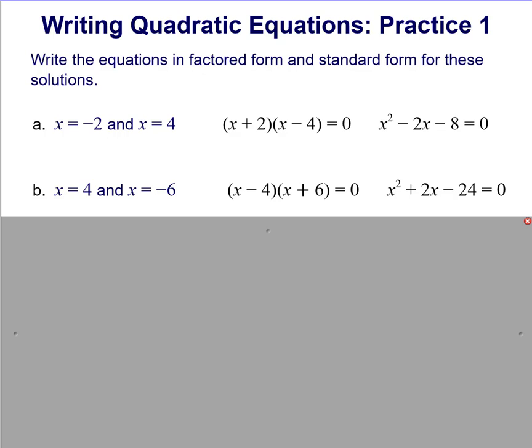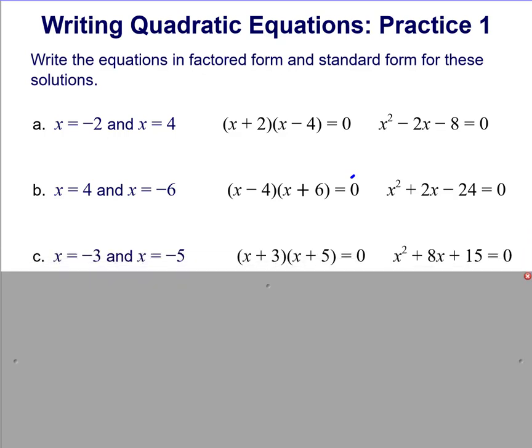And then when you substitute it in, we're going to have the binomial x minus 4 times x plus 6 is equal to 0. And then multiplying these together gives us x squared plus 2x minus 24 is equal to 0. For letter C, again, you'll notice I start with x minus 3. The equation would be x plus 3 equals 0. So I just write the binomial form here, x plus 3. And I take the opposite sign of -5, gives me a positive. So I have x plus 3 times x plus 5 equals 0. And in standard form, it's going to be x squared plus 8x plus 15 is equal to 0.